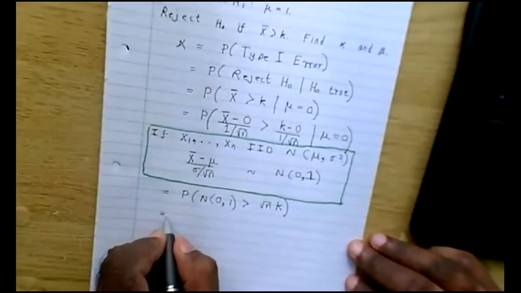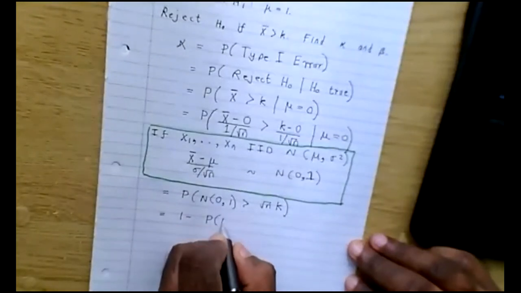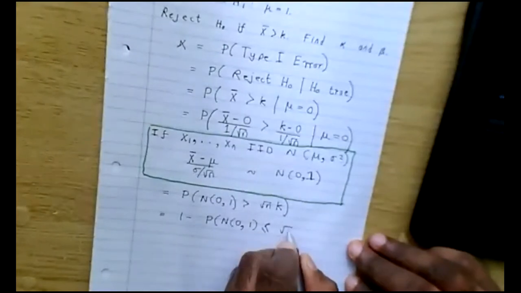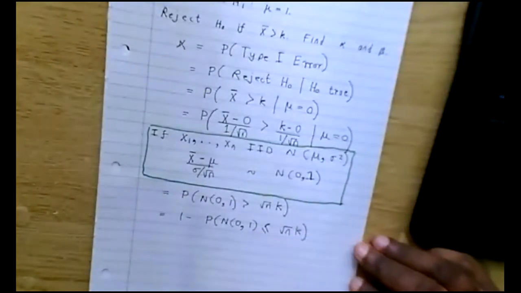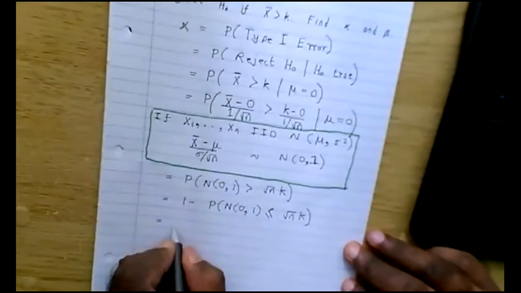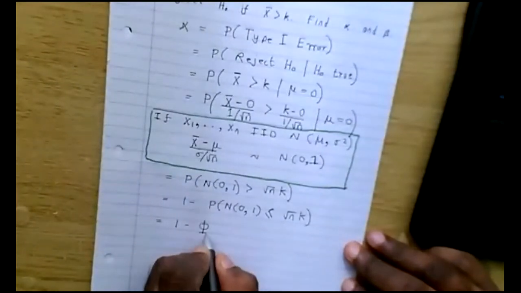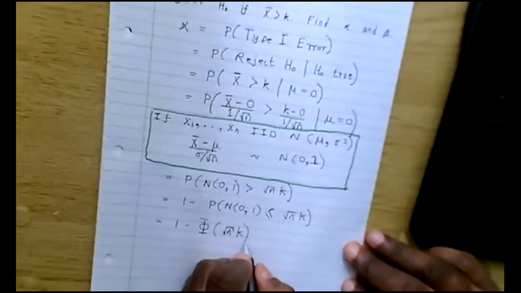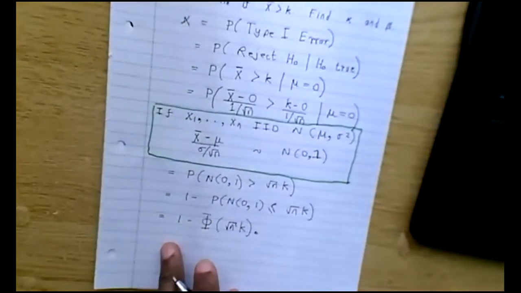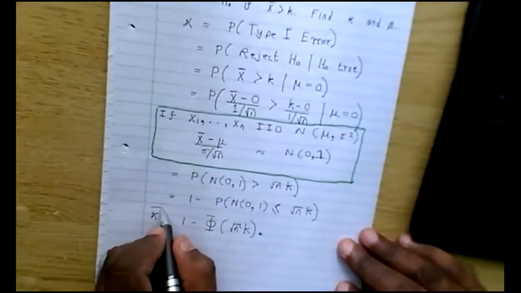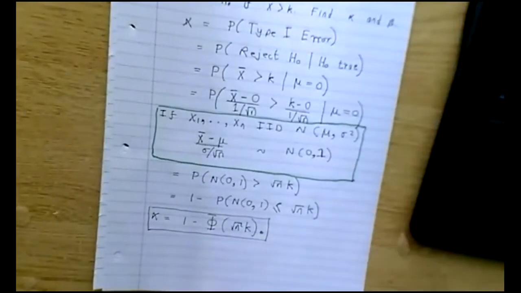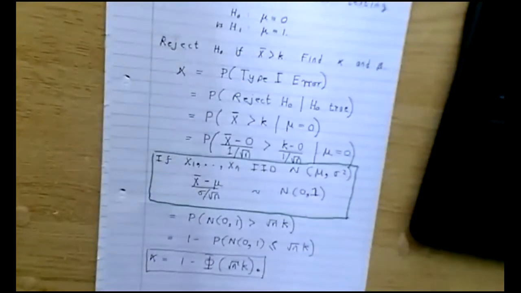And this you can write as 1 minus the probability that N(0,1) is less than or equal to root of n times k, right? And this is 1 minus phi at root of n times k. All right, so this is the probability of type 1 error. Okay, is this okay with all of you or no? Before I go ahead.